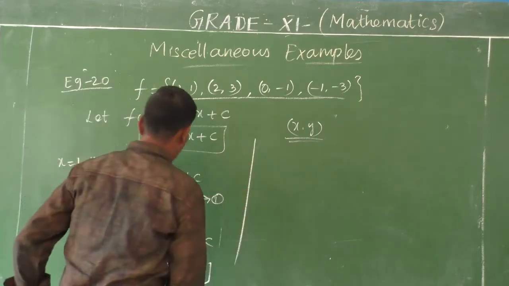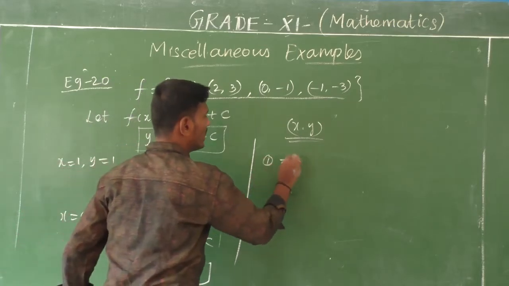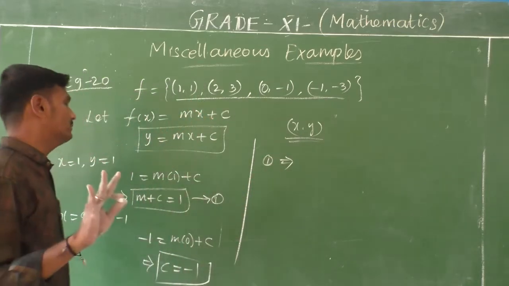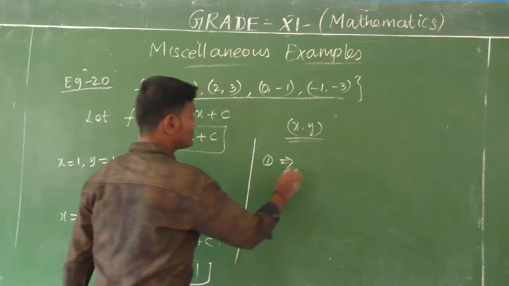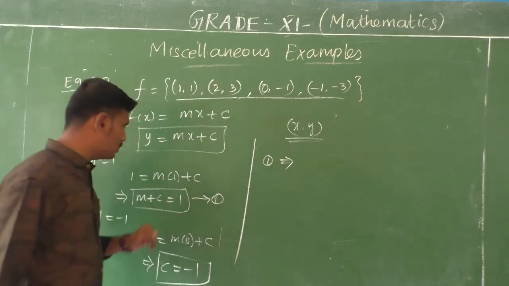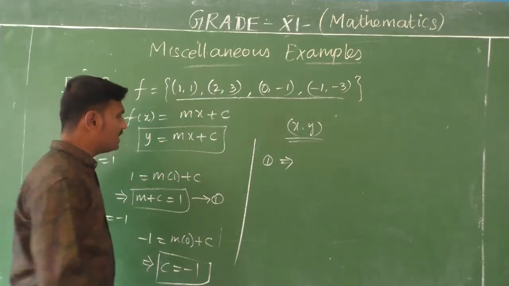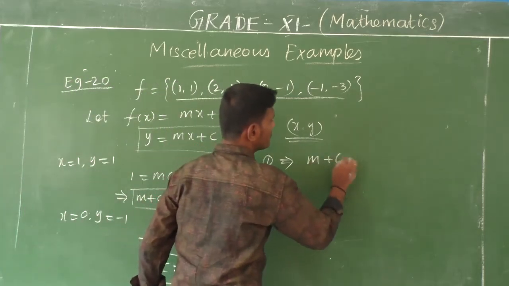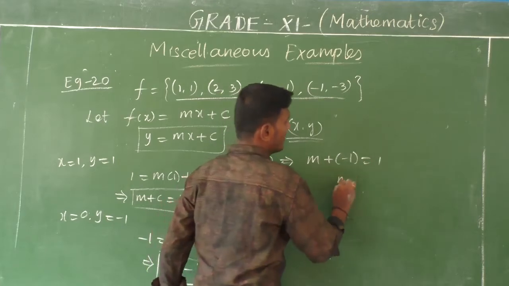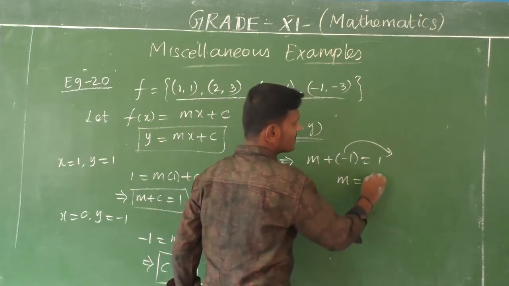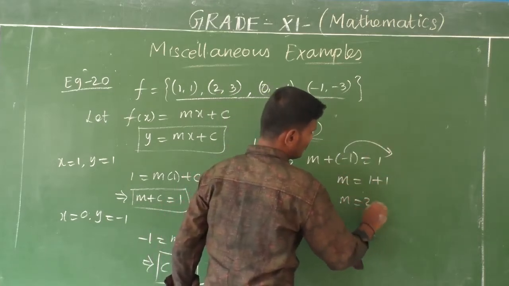Now I am going to substitute into equation number 1 to get the value of m. Equation number 1 is m plus c equal to 1. The value of c is minus 1. So m plus of minus 1 equal to 1. Moving minus 1 to that side, it becomes plus. So 1 plus 1 equal to what will come?